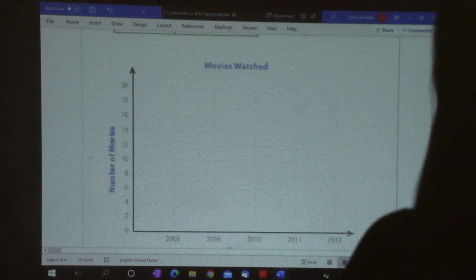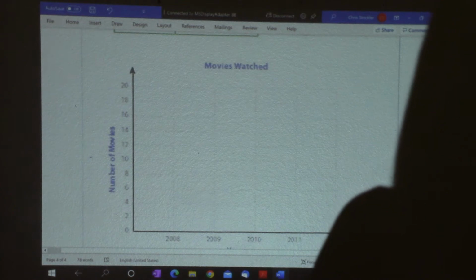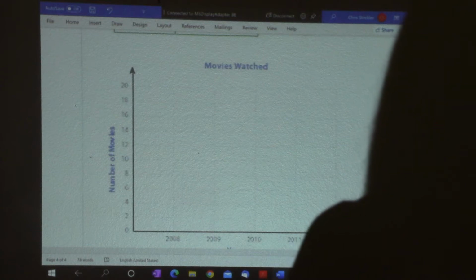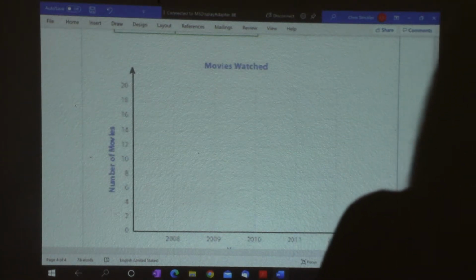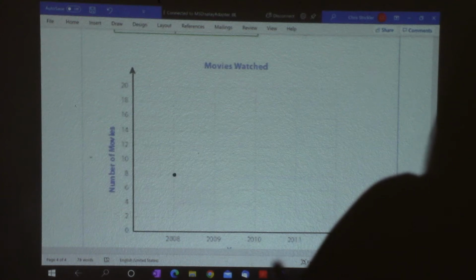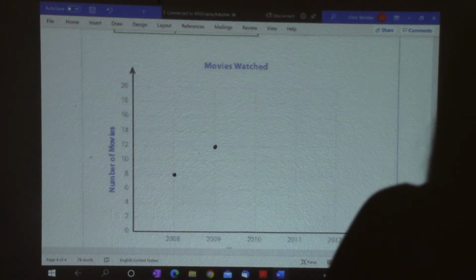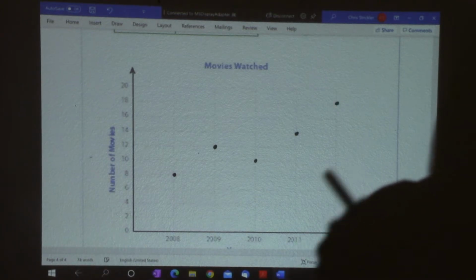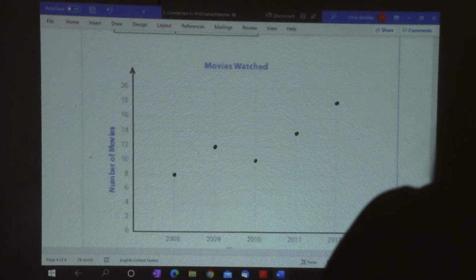Okay, so a line graph is a really good type of graph to use over time. So for any kind of measurement over time. So in 2008, that's years, and the number of movies, we're going to put a dot right there. 2009 was at 12. 2010 was at 10. 2011 is at 14. And 2012 was at 18. Okay, so we draw all our dots, and then we connect those.